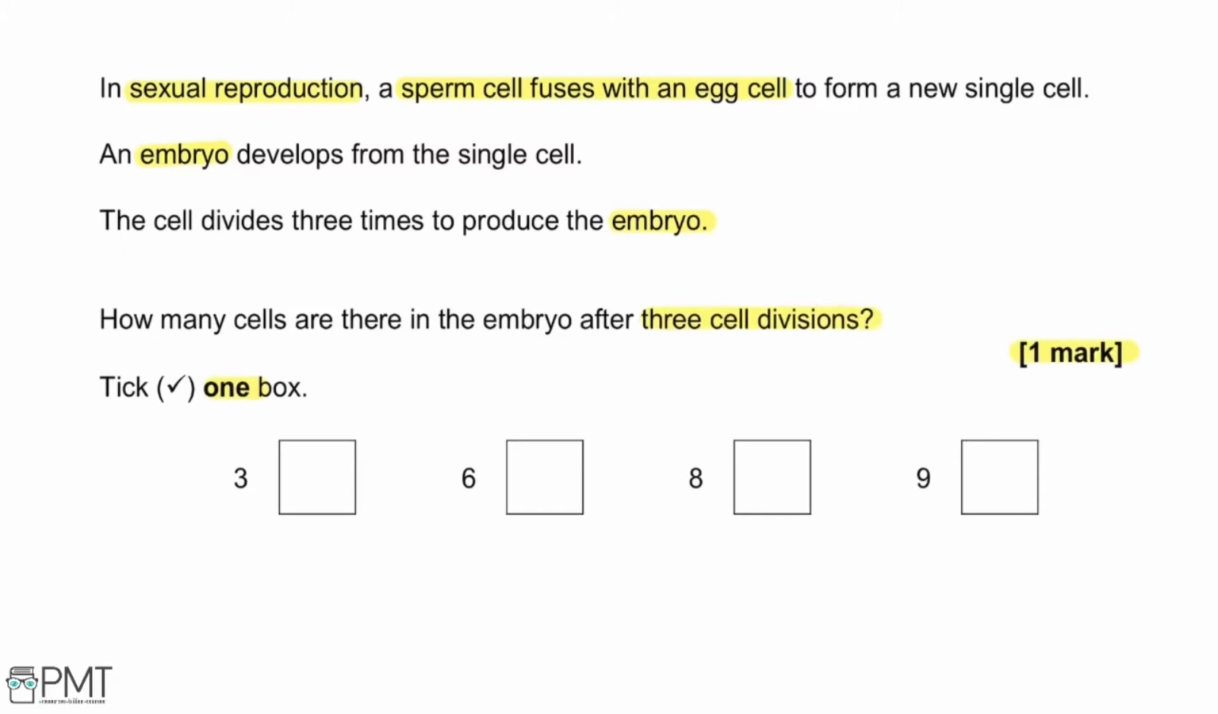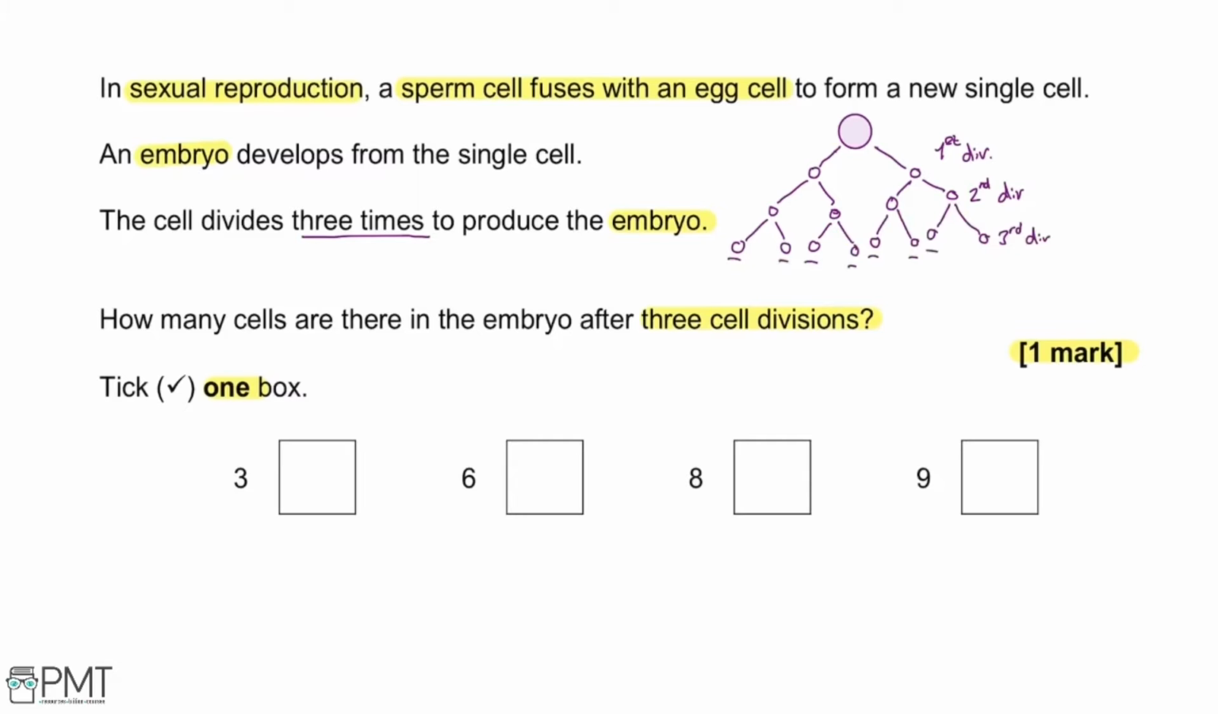So the information you need here is that the cell has divided 3 times, and you can figure out how many daughter cells there will be by drawing a diagram, and it represents 2 cubed. So after the first division, there are 2 daughter cells. Then in the second division, both of those daughter cells divide, so you have 4, and then those 4 divide again in the third division, and you get 8 overall. So the box you tick is the number 8.